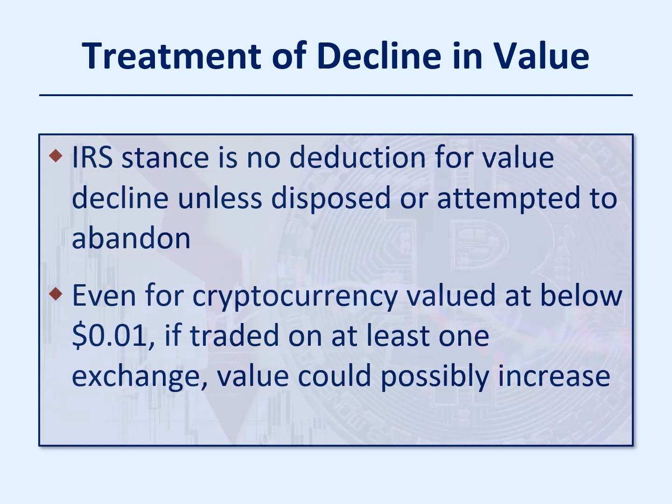As an example, they highlighted that even for a cryptocurrency valued below 1 cent, a penny, as long as it was traded on at least one exchange, the value could possibly increase in the future, and therefore a deduction should not be taken on the tax return for a current year decline in value.